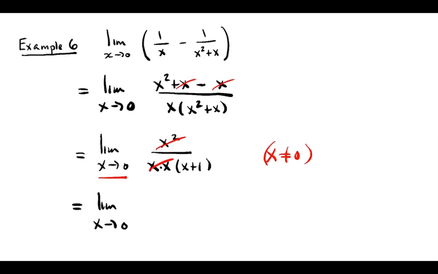So what do we get? We get the limit as x goes to 0 of 1 over x plus 1, and now that's ready for the direct substitution principle. That's going to be 1 over, well, if you want me to write the details, 0 plus 1, that's 1 over 1, that's 1. So if you took a look at the function 1 over x minus 1 over x squared plus x, it's not defined at 0. You can't plug 0 into that function. 0 is not in its domain. But if x is arbitrarily close to 0, the y-coordinates on that graph will be arbitrarily close to 1.